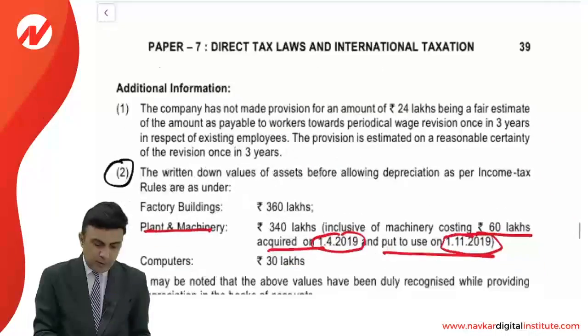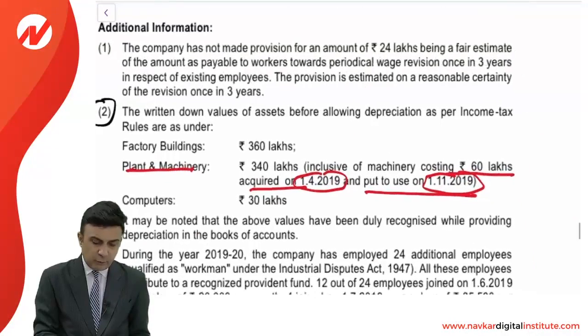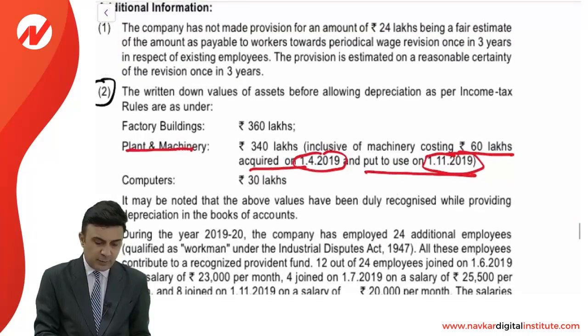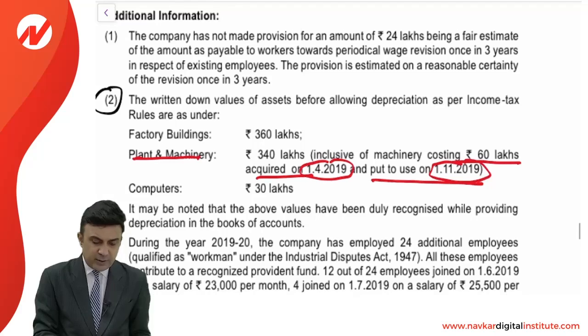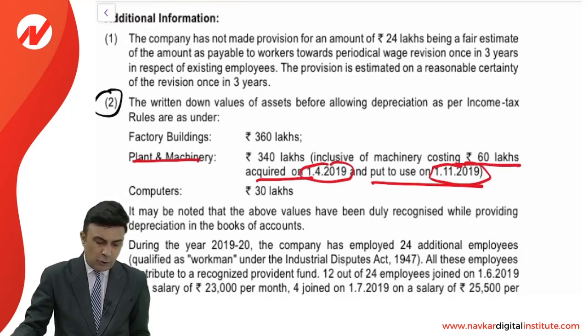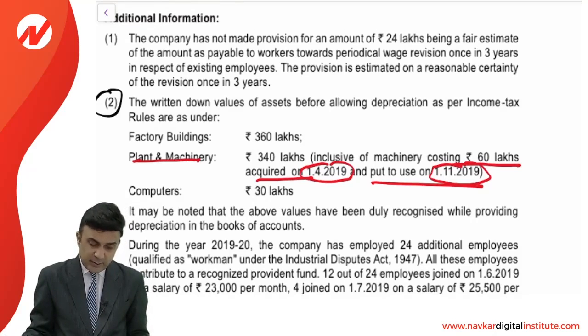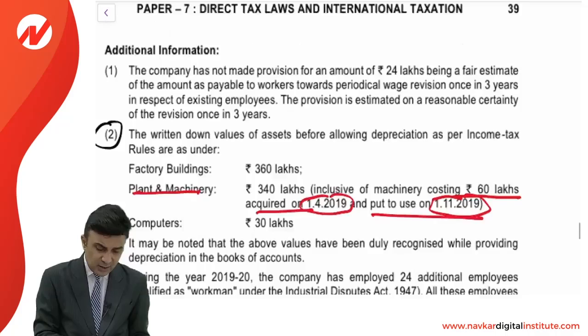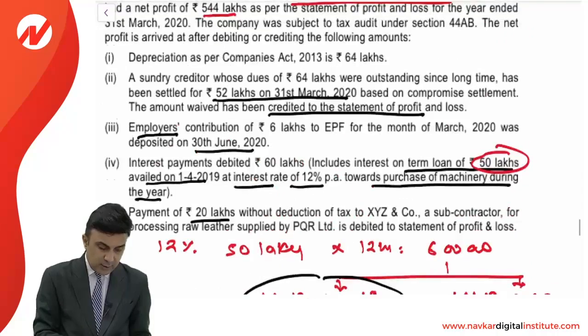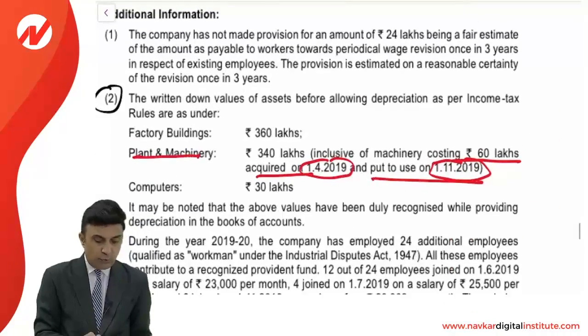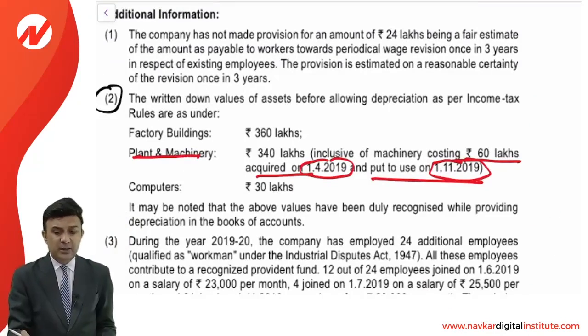Now, the company has not made the provision for an amount of 24 lakh, being a fair estimate of the amount payable to workers towards periodic wage revision once in 3 years. Of the revision, the provision is estimated to be pretty reasonable and pretty certain. Friends, here my company has not made the provision of 24 lakh in their profit and loss account.